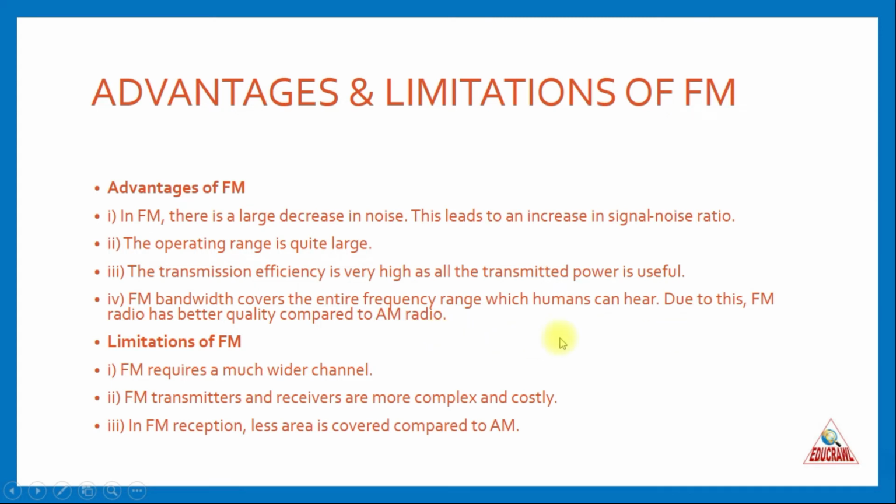We have the FM radio. FM radio is better than the AM radio. The limitations of frequency modulation: it requires a much wider channel. FM transmitters and receivers are more complex and also costly. And in FM reception, less area is covered compared to amplitude modulation.